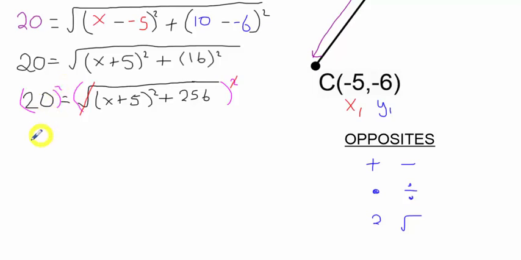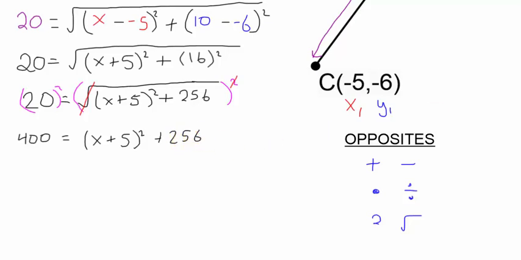So 20 squared is the same thing as 20 times 20, which is 400. And then on the right-hand side of the equal sign, the square root symbol is no longer there because it canceled out. And so what we have left is everything that was inside of the square root. We are one step closer to solving for x.